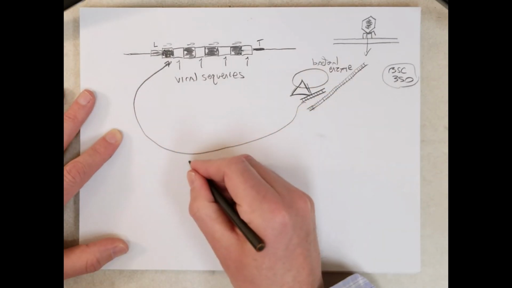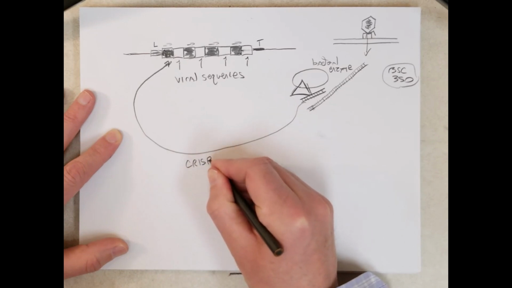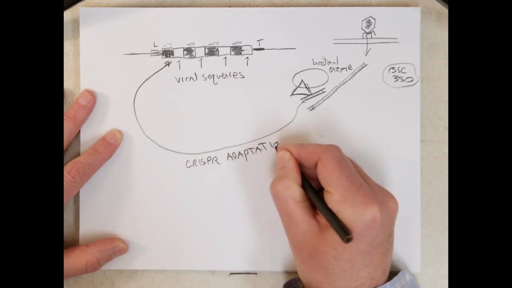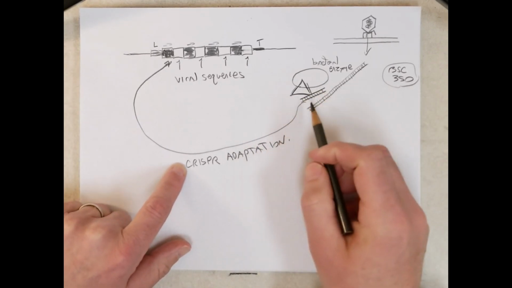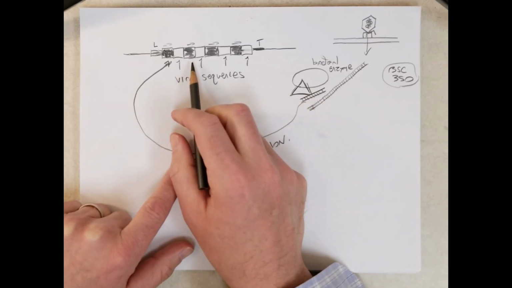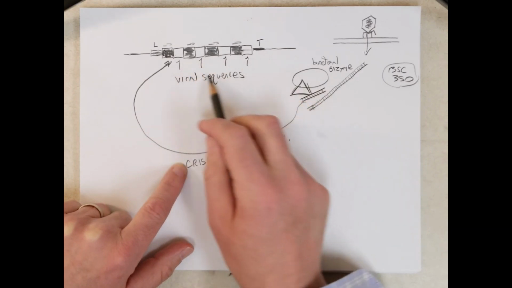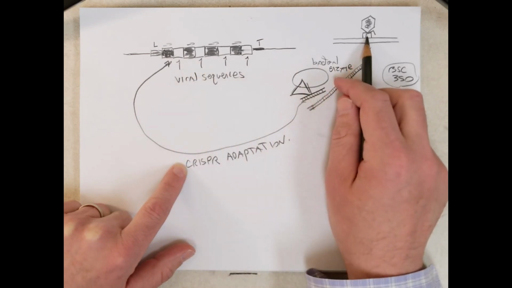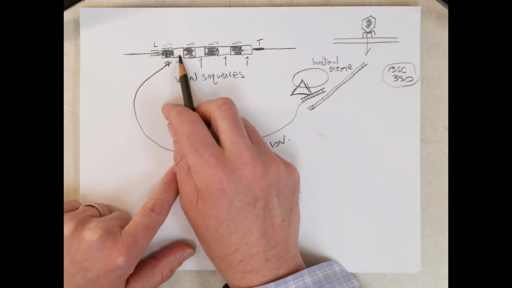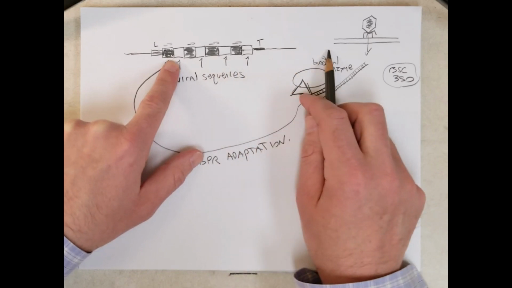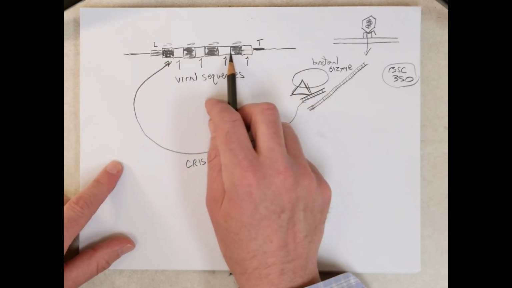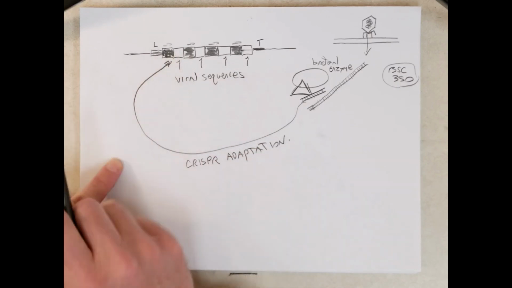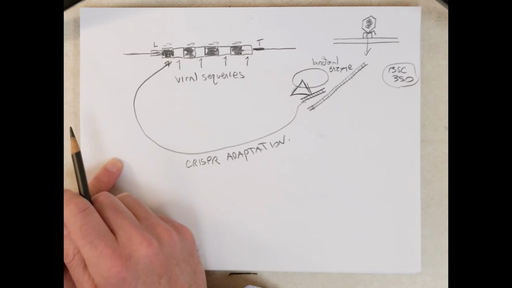So this is called CRISPR adaptation. So what the bacterium is doing is it's building up the CRISPR array with pieces of viral DNA. So the longer the CRISPR array, the more pieces of viral DNA are contained in the CRISPR array.